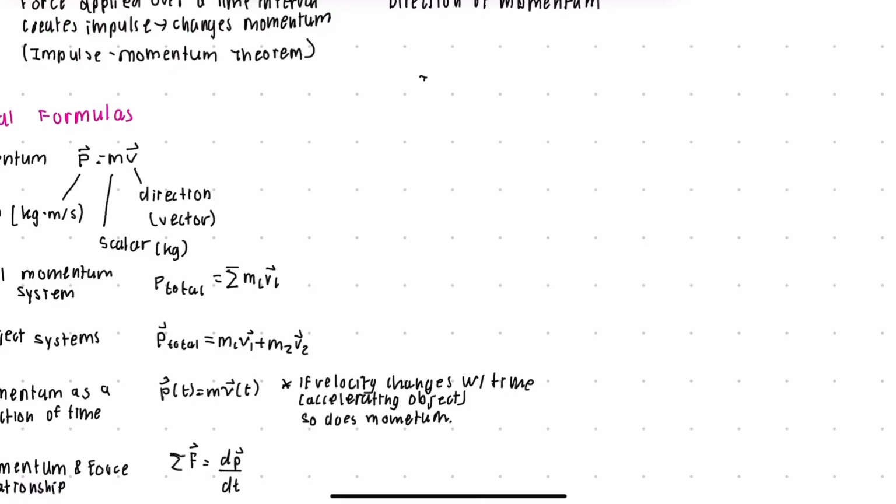And let's write these on here. Impulse is going to be newtons times seconds, or kilograms times meters per second. And force, remember, is newtons, equal to kilograms times meters divided by seconds squared.